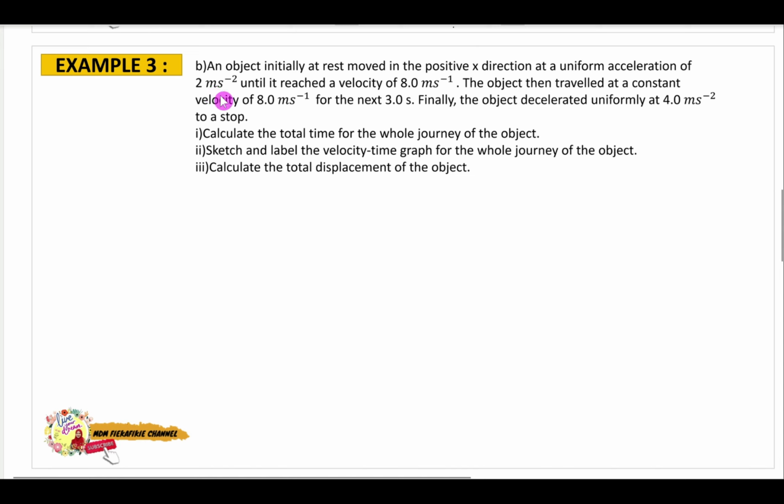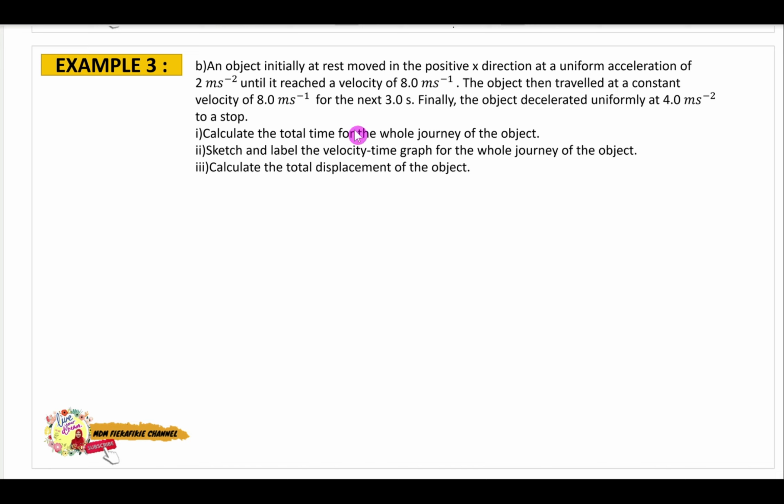So here we have an object initially at rest, moving in the positive x direction at a uniform acceleration of 2 meter per second squared until it reached a velocity of 8 meter per second. The object then traveled at a constant velocity of 8 meter per second for the next 3 seconds. Finally, the object decelerated uniformly at 4 meter per second squared to stop. And the first one, we want to calculate the total time for the whole journey of the object.